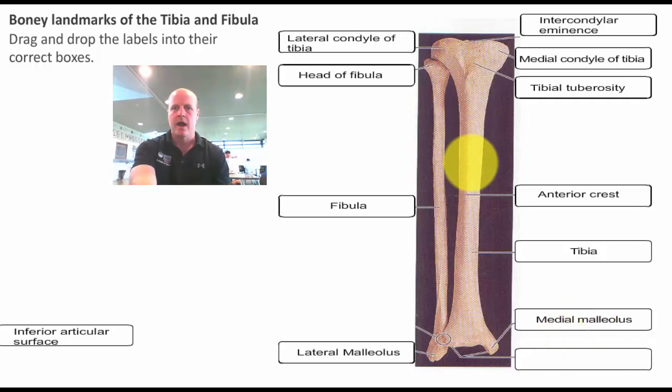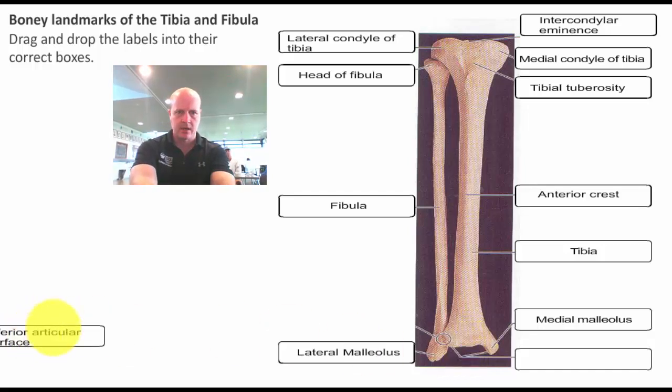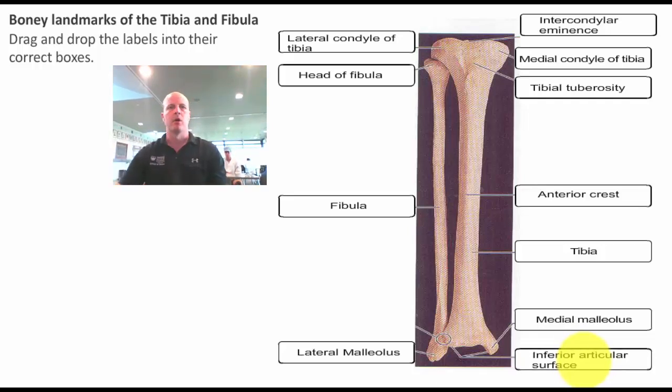And then the weight of the body goes through the tibia, and under here is where it hits down on the foot. So that's our inferior articular surface. Boom, and we're done.